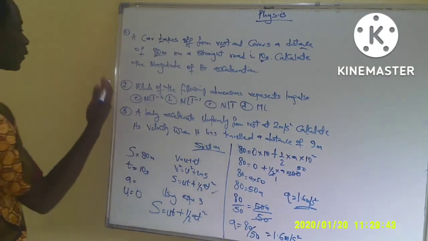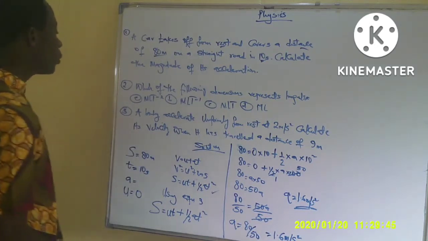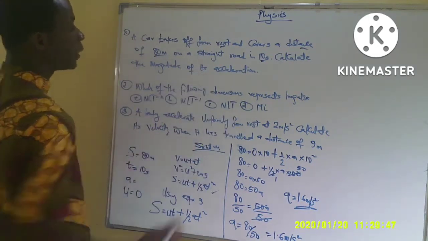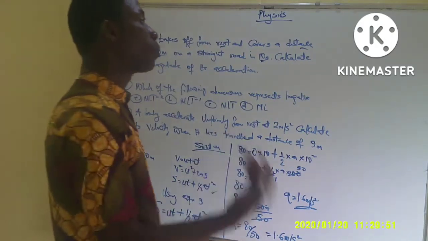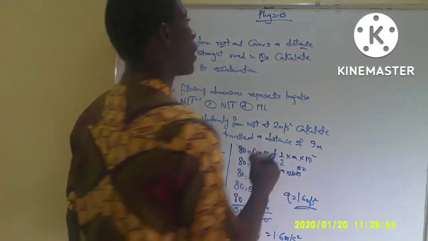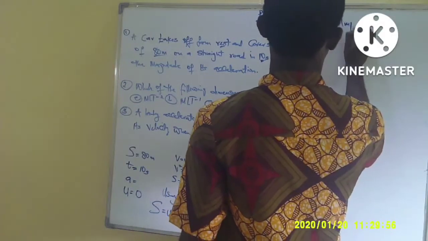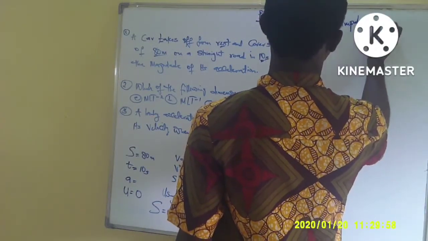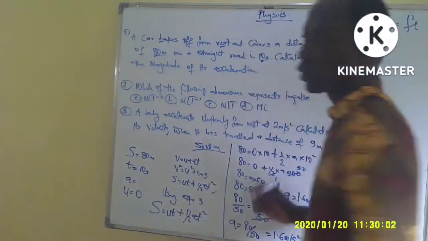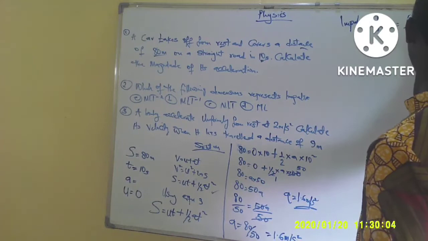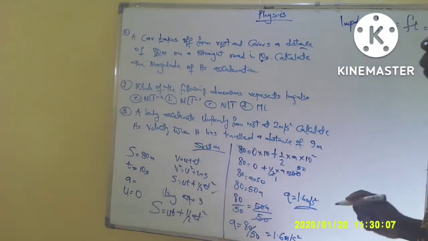The next question says, which of the following dimensions represent impulse? First of all, what is impulse? Impulse is the product of force and time. Impulse is equal to F times T, which is Ft. The unit is Newton seconds.